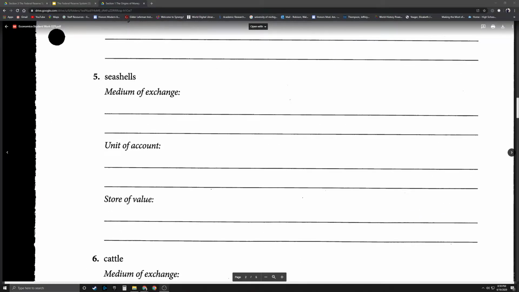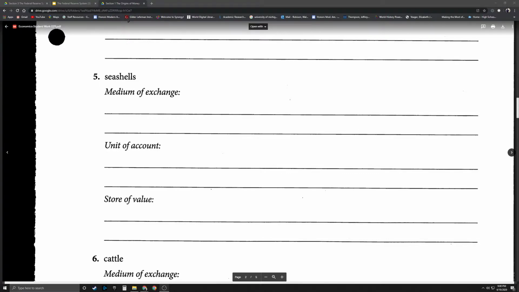Seashells, same thing. Is it a medium of exchange? So are seashells easy to carry? And I would assume that the answer would be yes. Are they a unit of account? So can you divide up a seashell? If you have a seashell and they're small, I don't know if you have any experience with this, but if you try to break a shell, it's not that easy. You can use a rock to break it apart, but then it's sort of like, does it always break the same way? So for unit of account, is that a very good unit of account, a seashell?